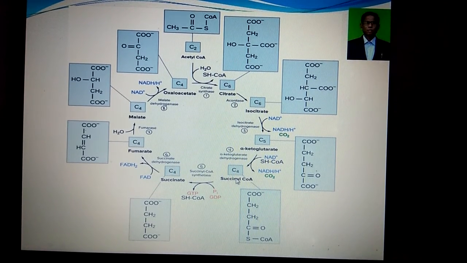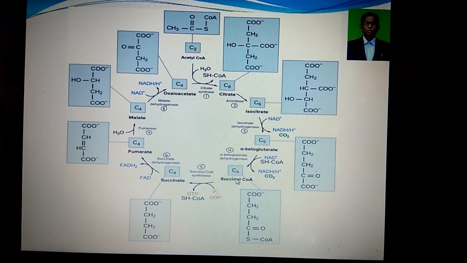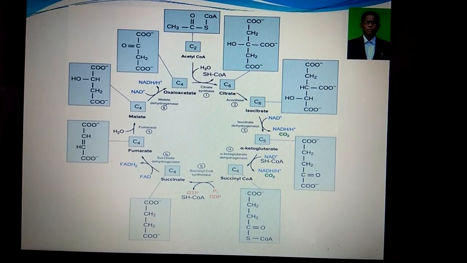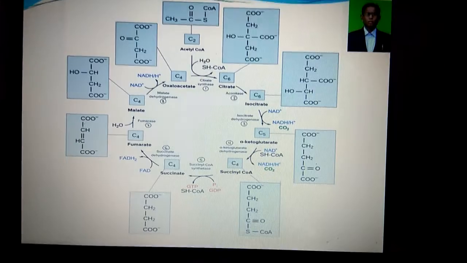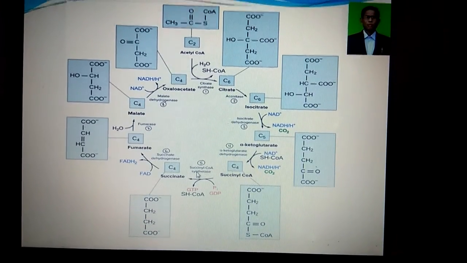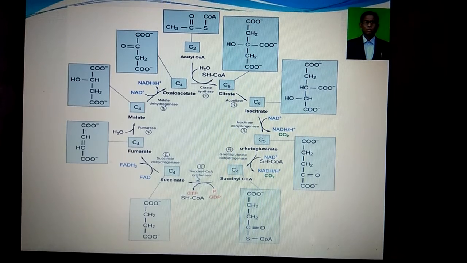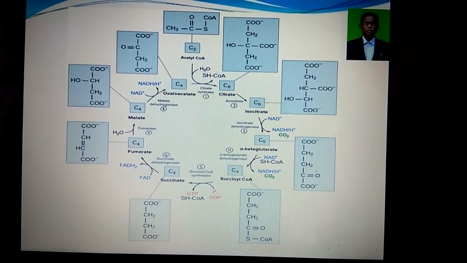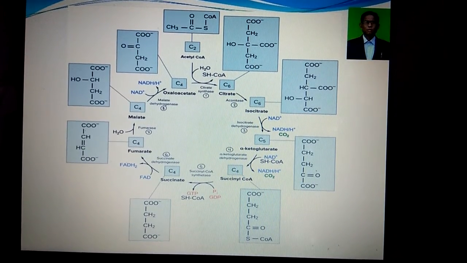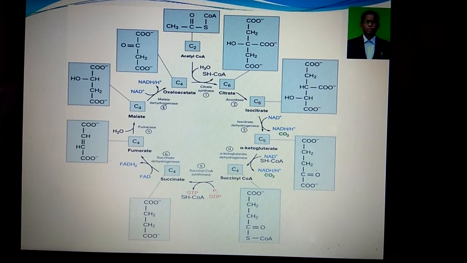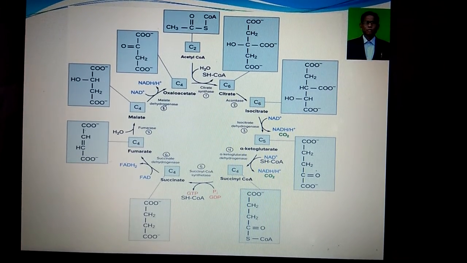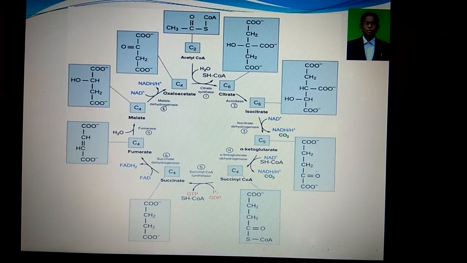In the fifth step, succinyl-CoA is converted into succinate by the enzyme succinate thiokinase. The conversion is accompanied by the formation of a high-energy phosphate bond in the presence of GDP and inorganic phosphate. GTP then transfers the high-energy bond to form ATP. This type of phosphorylation is called substrate-level phosphorylation.